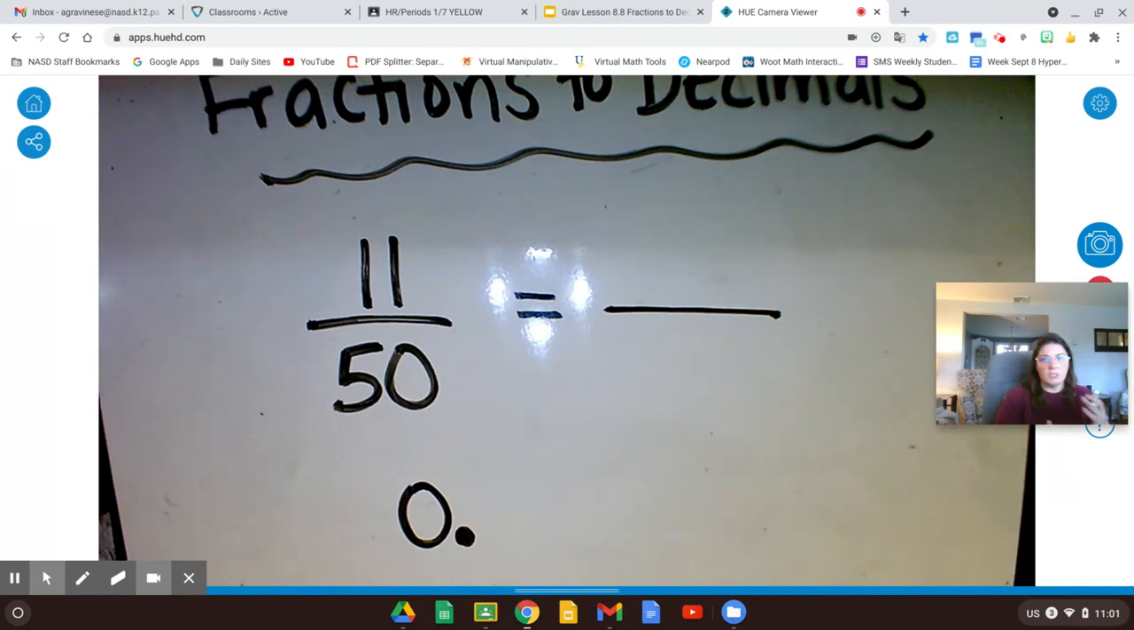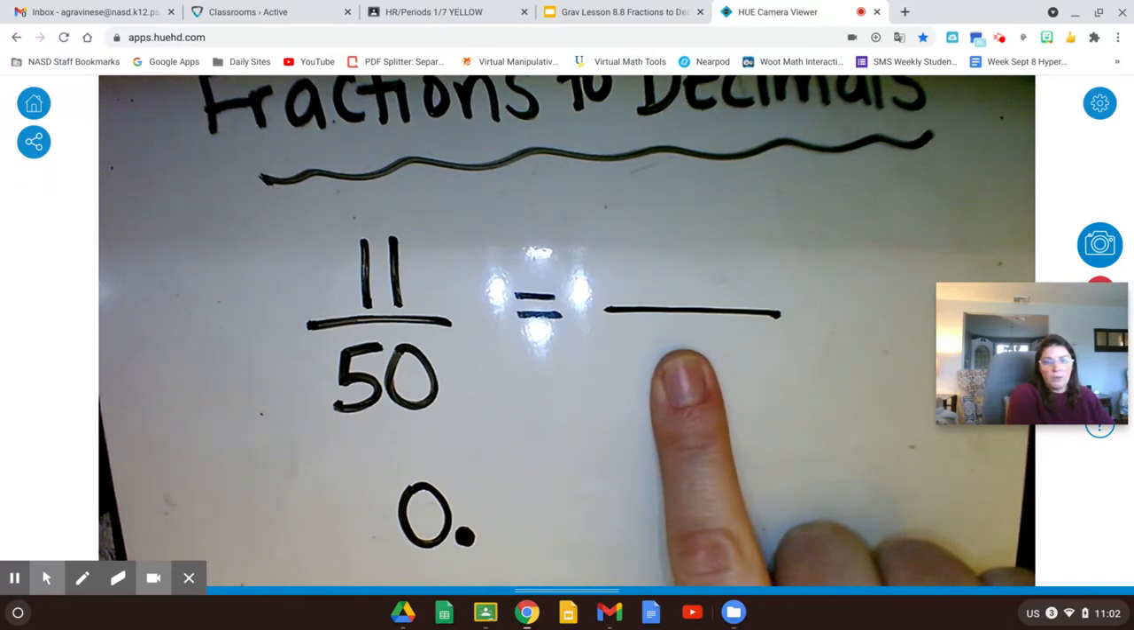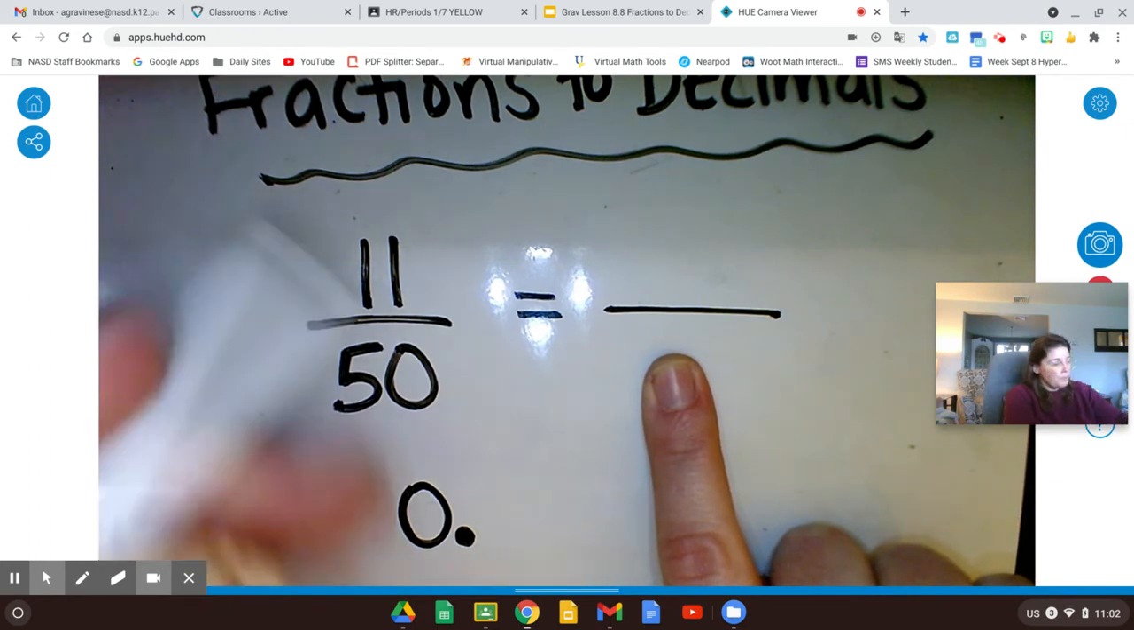So what were those decimal place value words? Tenths, which would be a 10. Hundredths, which would be 100. Or even thousandths, which would be 1,000. Today we're focusing on 10 and 100. So I want to write here 10 or 100. And you have to pick which one works.